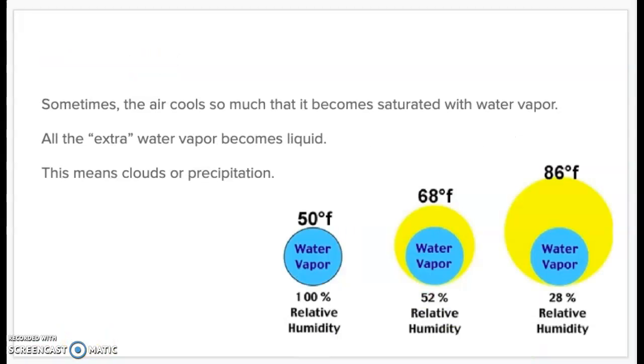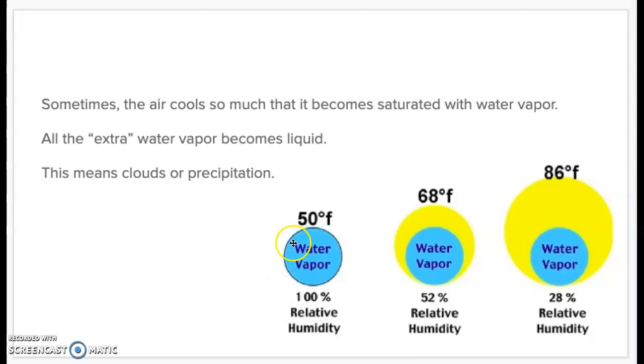Now, sometimes the air cools so much as it's going up in the air and expanding, it becomes saturated with water vapor, right? So if you look at the picture here, let's say your air starts at 86 degrees, right? It can comfortably hold this amount of water vapor. It starts to rise and cools off. The air is starting to lose how much water it can hold. And finally, it reaches saturation, right? It's holding as much water as it can.